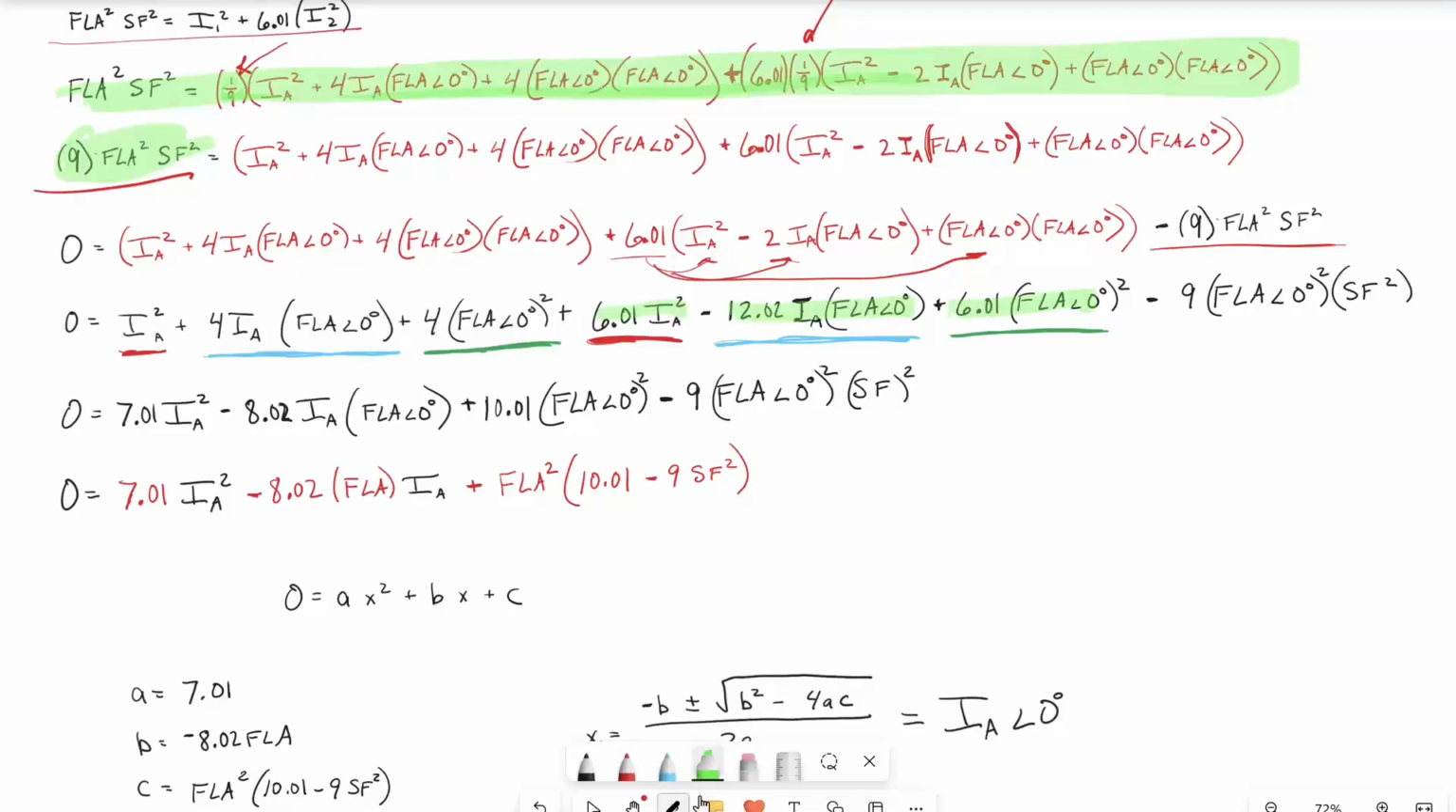And then you can see I've underlined this term and this term. Well, they're both an IA squared, so there's just a scalar in front of them. So you can combine them. It becomes 7.01 IA squared.